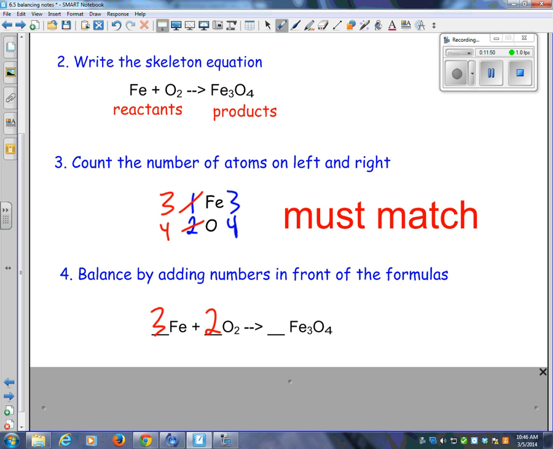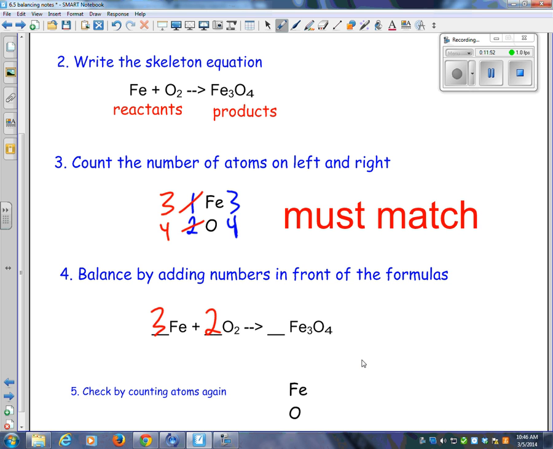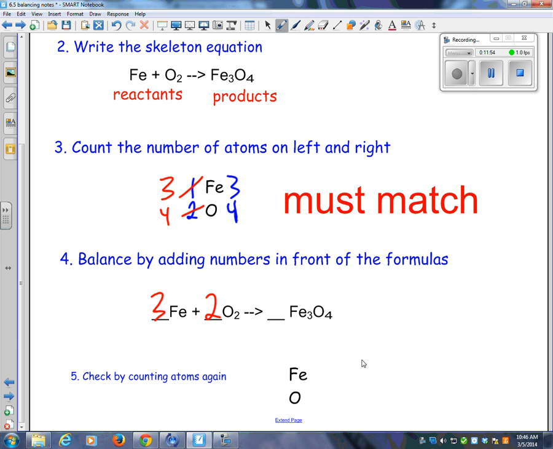Now we have to count. The next step is to check by counting again. Now, if you've done it right, your numbers should match. It's not a bad idea just to double check. I now have, how many on the left? 3 Fe's on the left. Ashlyn, you need to watch. 3 Fe's on the left, 3 on the right, so we're good.